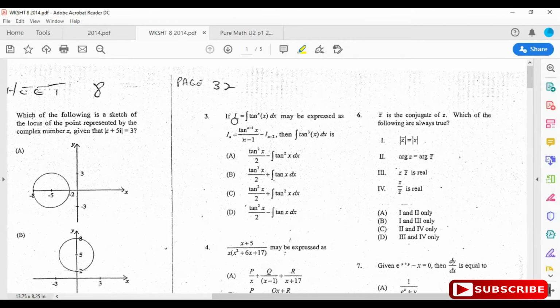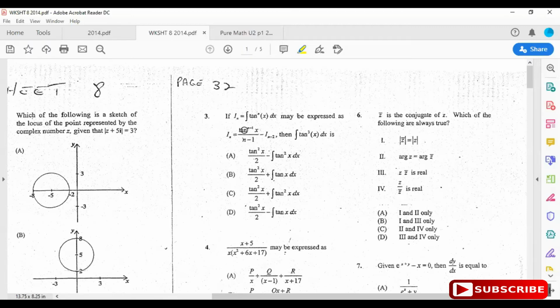First and foremost, they told us that I_n represents the integral of tan to the n of x dx. And so to get tan cubed, all we have to do is replace n with 3. They tell us I_n is also given by this formula, so put in n as 3 right here, and we get tan to the 3 minus 1 of x over 3 minus 1, which is 2.